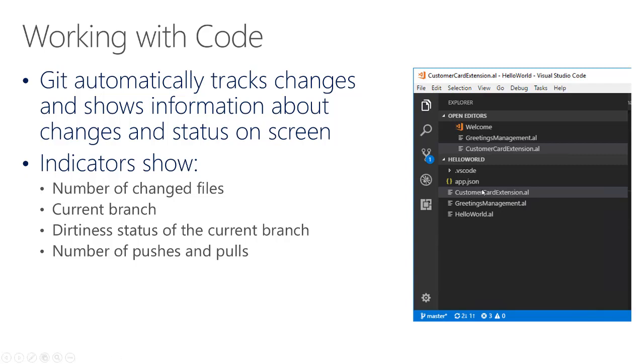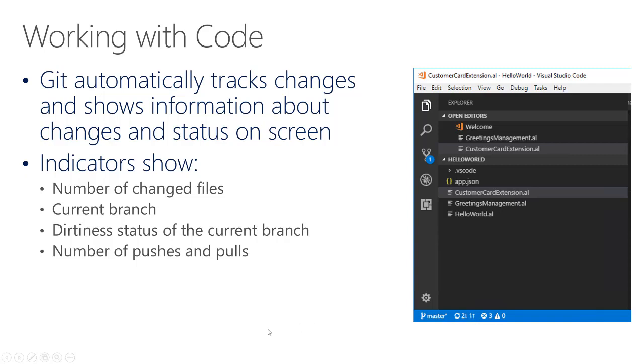In this screenshot, you see that I am in the customer card extension. I have just made a change and saved it. And now on the left-hand side in the activity bar, you see this little token that says a number 1. So in source control management, it recognizes that there is a change to one of the files. At the bottom, you can see that I'm in the master branch of a repository. And I have 2 committed changes waiting to be pulled from the remote, and I have 1 committed change to be pushed to the remote.